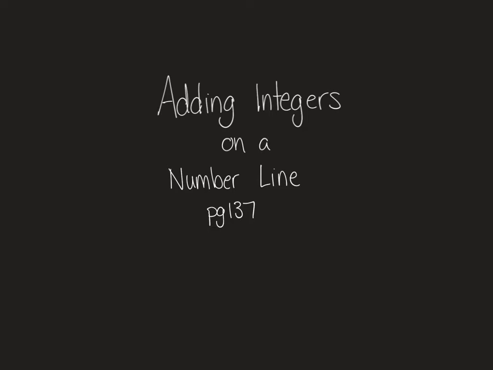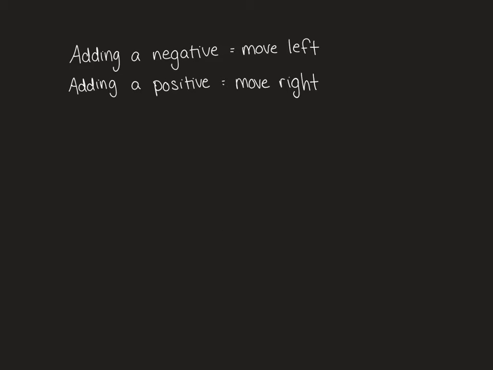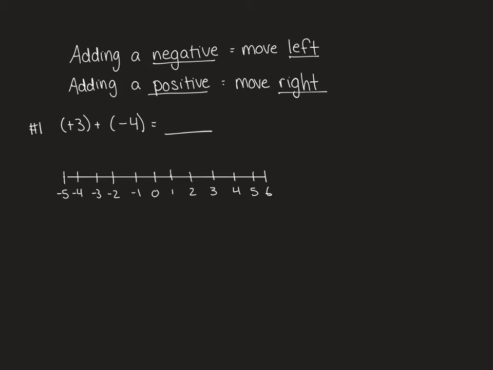Today we'll be learning about a different strategy for adding integers using a number line. When adding with a number line, we're looking at which directions we go. So when we're adding a negative, we will move to the left on our number line, and when we are adding a positive, you will move to the right.